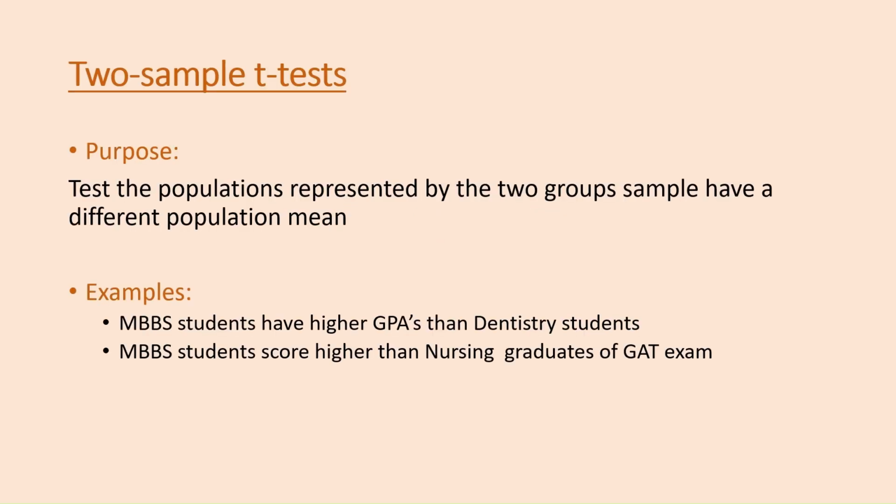Two sample t-test purpose: test whether the populations represented by the two group samples have different population means. For example, MBBS students have higher GPAs than dentistry students. Another example is MBBS students score higher than nursing graduates on the GATE exam.